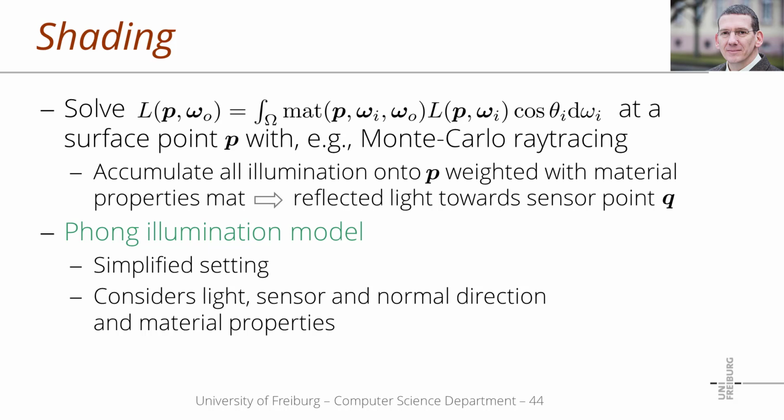So typically, ray tracing is combined with Monte Carlo integration to approximately solve the rendering equation, which is a more accurate shading model. In contrast, rasterization is combined with Phong illumination, which is a less accurate shading model.